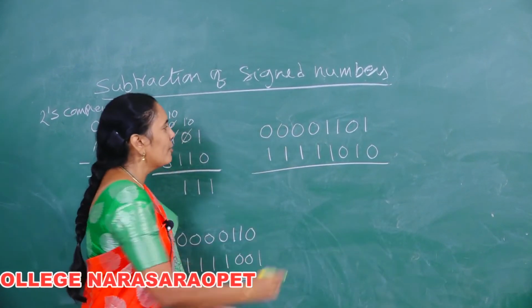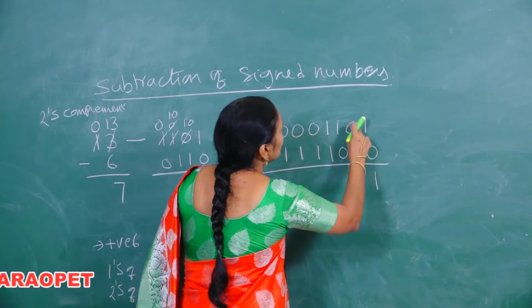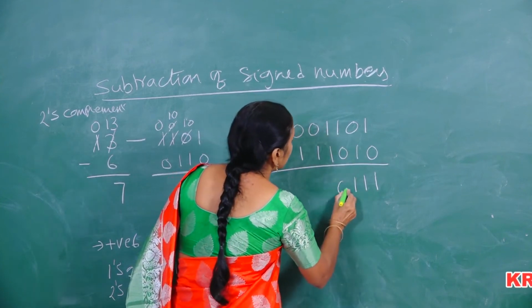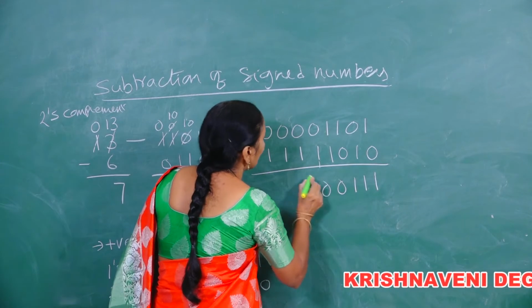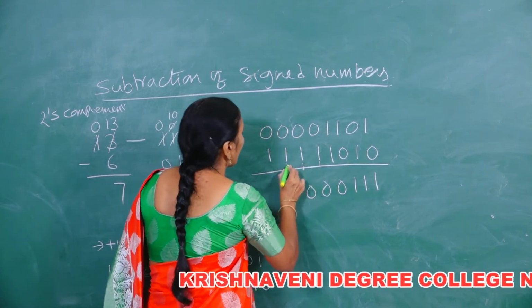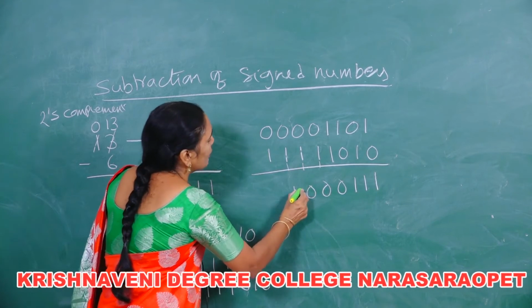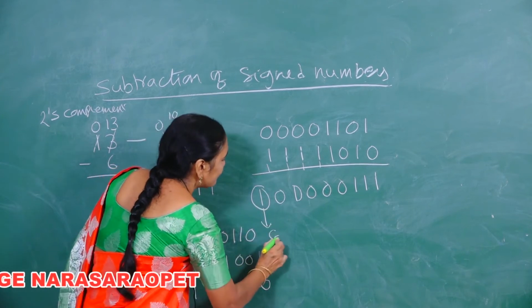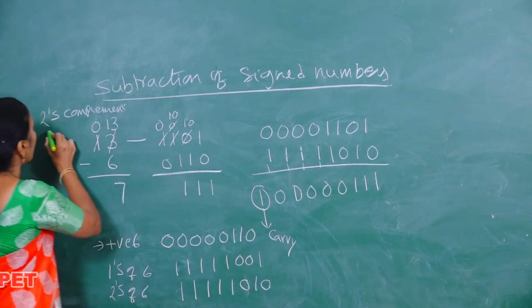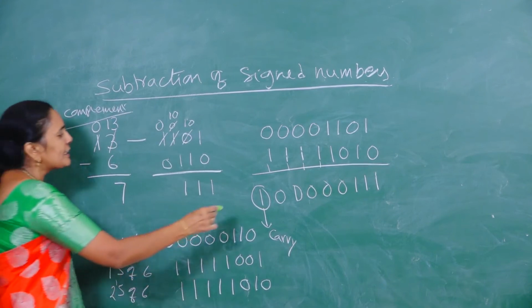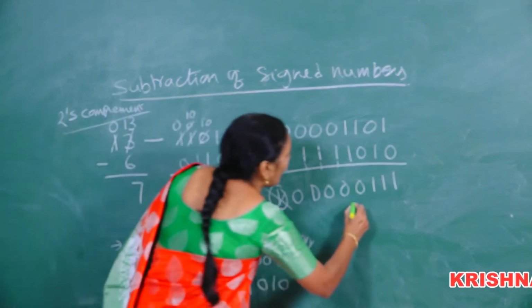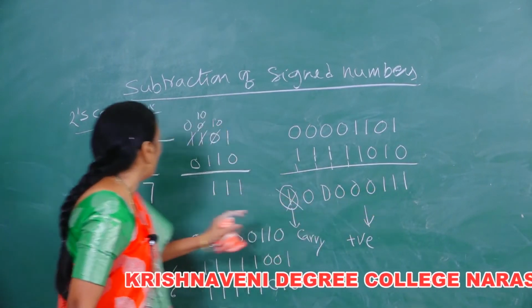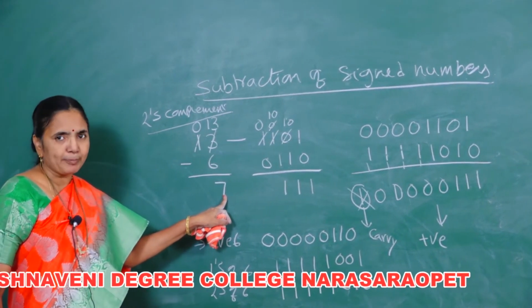Simply do the addition. 1 plus 0 is 1, 0 plus 1 is 1, 1 plus 0 is 1, 1 plus 1 is 0 with a carry of 1, 1 plus 1 is 0 with a carry of 1, 1 plus 1 is 0 with a carry of 1, 1 plus 1 is 0 with a carry of 1, 1 plus 1 is 0 with a carry of 1. As there is a carry and we are performing 2's complement subtraction, we simply ignore the carry and the answer is positive. And the answer is 7, which is the decimal equivalent of 7.